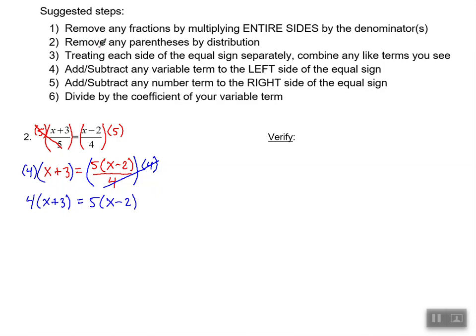Step 2 says let's remove any parentheses by distribution. I see 2 sets of parentheses, so let's distribute on both sides. 4 times x, 4 times 3.